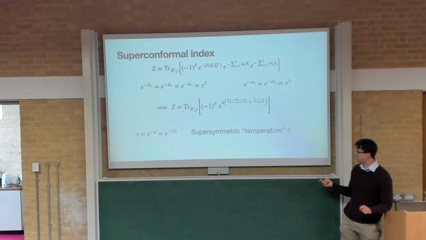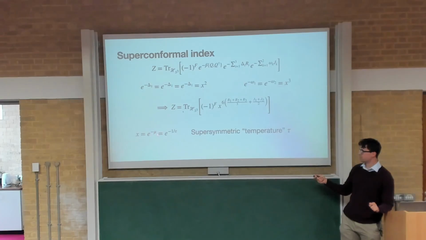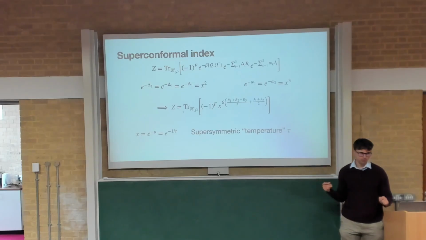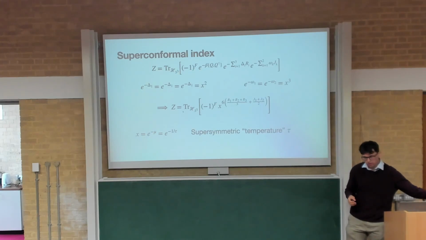In that case, we have something analogous to temperature. So we define the supersymmetric temperature to be the inverse of the chemical potential. And we find that if we do that, then the phase diagram for BPS black holes looks very similar to the phase diagram for thermal black holes.